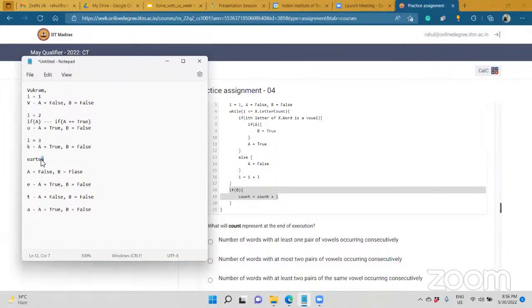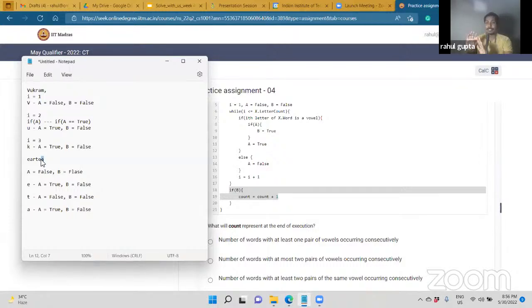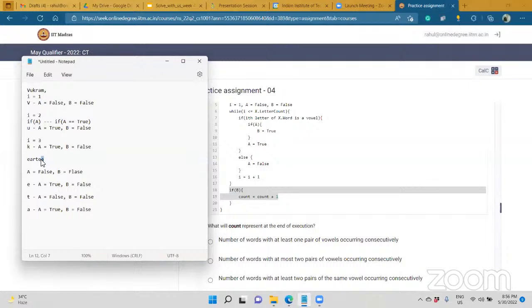So in the last, what will happen? We will count that only. No. In the last, what will happen? A is the updated value, but B is not being updated. That's the problem. Yes, sir. B will still remain true till the last. Sir, what will the value contain at the end of it?